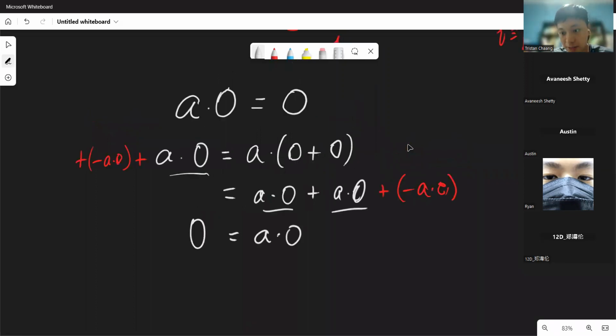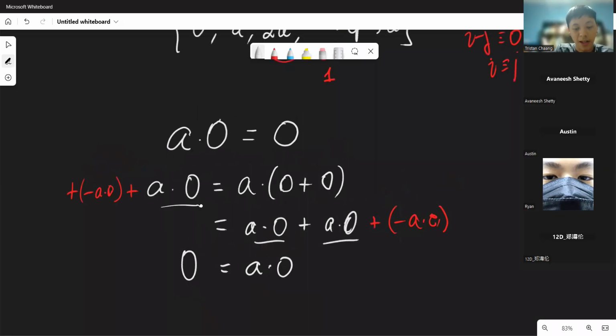How exactly do you explain line 3 and 4? Which one? This one and this one? Okay, let's see. I'll explain every single step. So the first equality A dot 0 equals A dot 0 plus 0 is due to, sorry, it's due to 0 being the additive identity. Anything plus 0 is itself. So 0 plus 0 is itself.